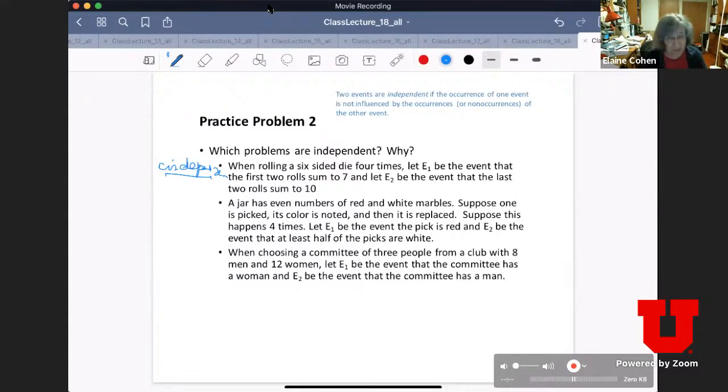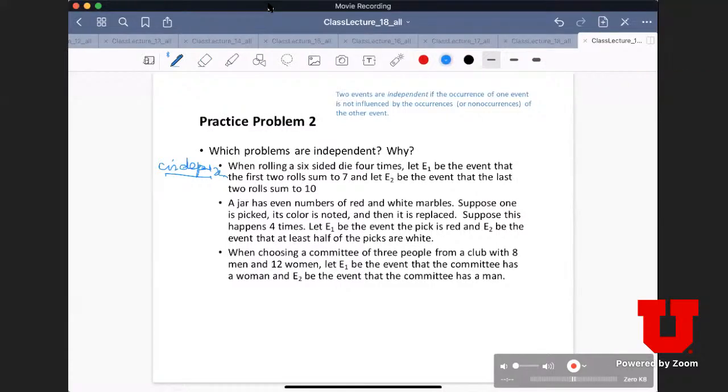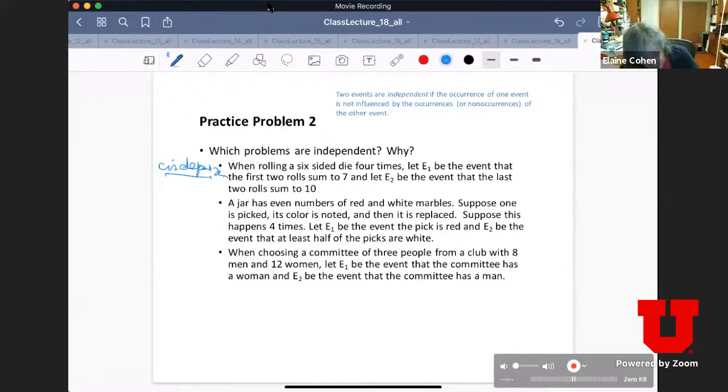But if we ask the question, E1 is the event that the first pick is red, and E2 is the event that at least half the picks are white. Do they affect each other? Yes, absolutely. Not independent. We're going to come back to this and look at it again, and we're going to come back to this third one too.